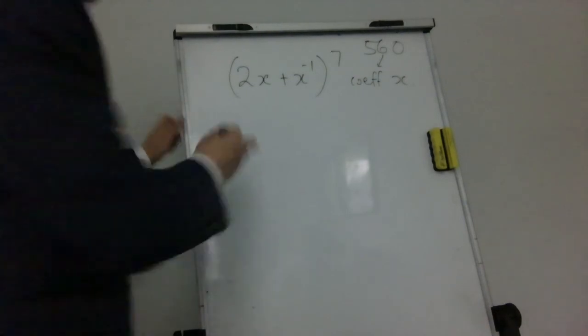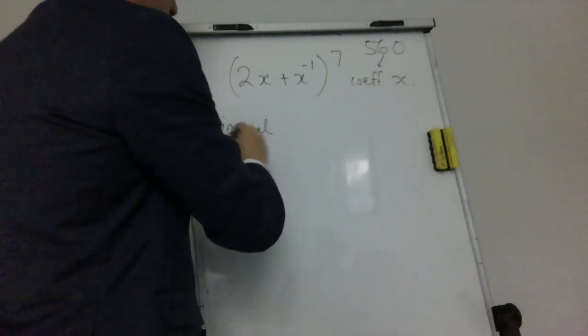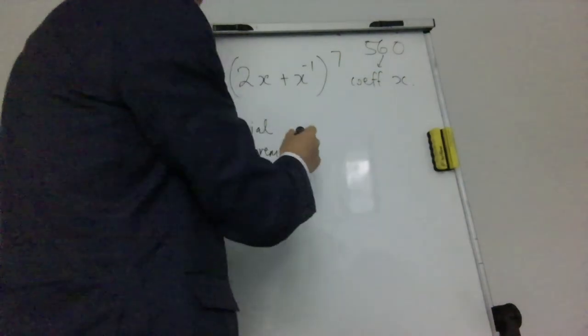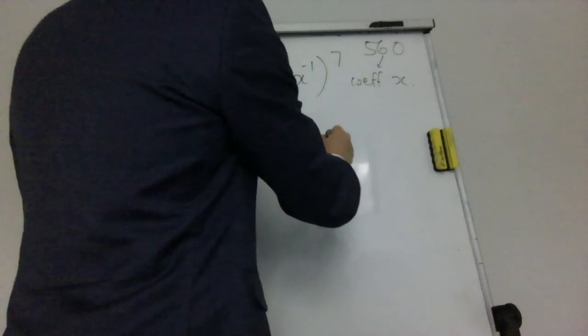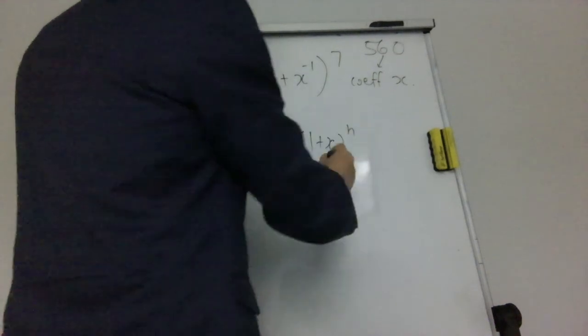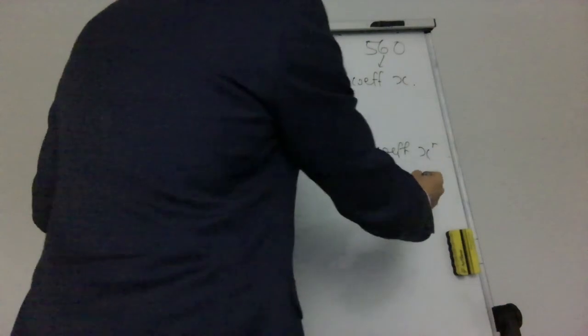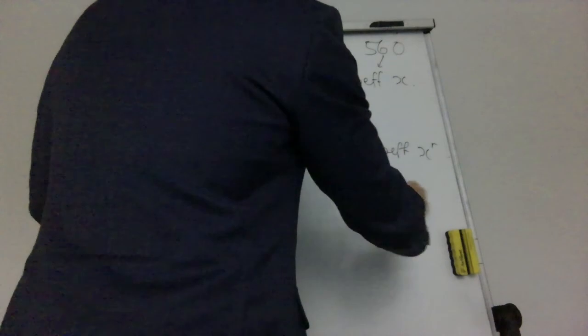So actually the binomial theorem, the reason that they're called binomial coefficients is that when you have (1 + x) to the power of n, the coefficient of x to the r is n choose r. Well, nCr. That's the same.